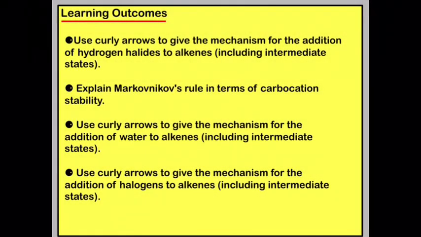So by now you should be able to use curly arrows to give the mechanism for the addition of hydrogen halides to alkenes, including the intermediate states. You should be able to explain Markovnikov's rule in terms of carbocation stability. Use curly arrows to give the mechanism for the addition of water to alkenes, again including intermediate states. And finally, you should also be able to use curly arrows to give the mechanism for the addition of halogens to alkenes, including once again intermediate states.